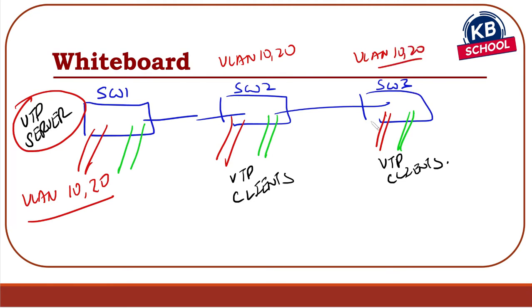I don't need to create the VLAN 10 and 20 on switch 2 or switch 3. I still need to go to switch 2 and assign these ports to VLAN 10, assign these ports to VLAN 20. Hope you guys understand that. So it's not really giving you a big advantage in terms of the configuration. Yes, it does help in the sense that I don't need to create the VLANs on the other switches.